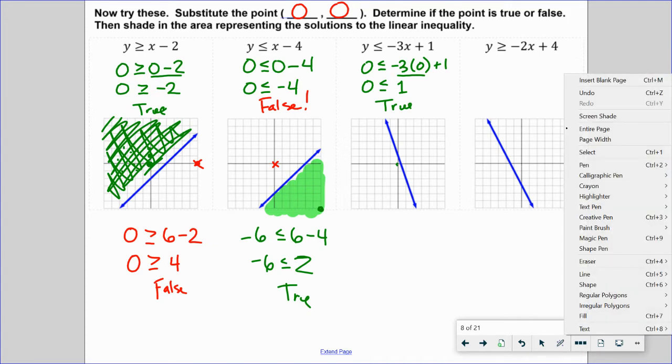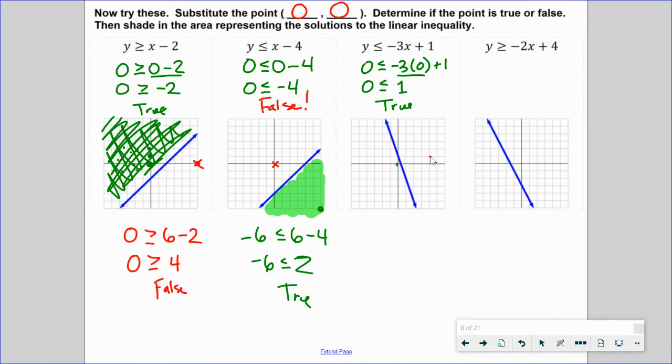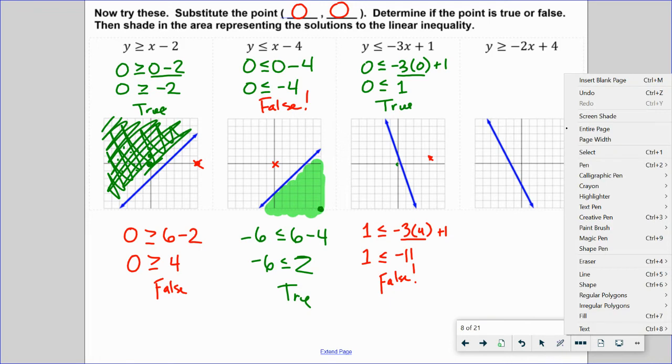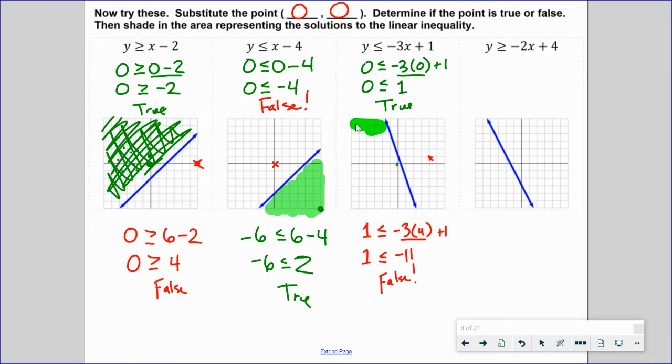Now, before I even shade it, I'm going to go to the other side. Let's try 4, 1. So when y is 1 and x is 4, let's check it. -3 times 4 is -12, plus 1, go up 1, -11, but that is most definitely false. So that gives us further justification that all the solutions in this particular inequality will be over in this region.